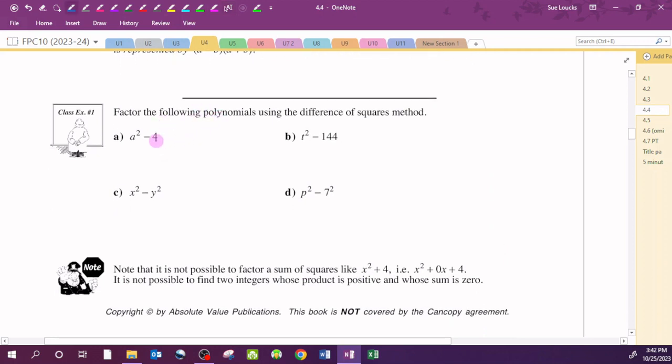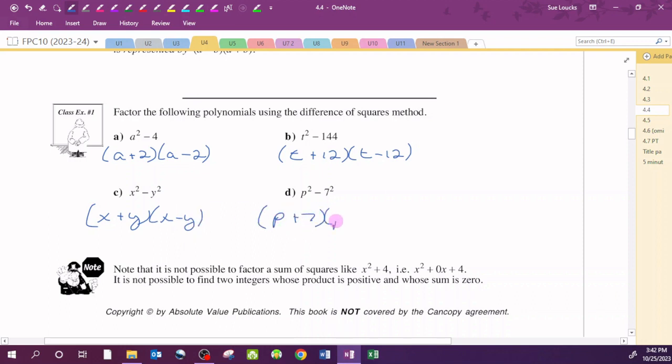So you know how to do this. It's a plus 2 times a minus 2. Pause it and do the rest, okay? T plus 12, t minus 12. X plus y, x minus y. P plus 7, p minus 7. My 7s don't look very good these days.